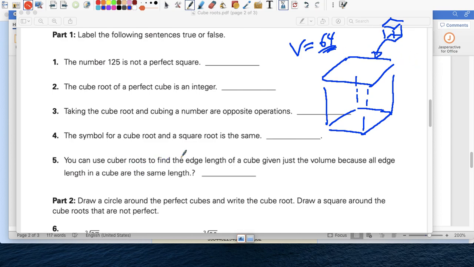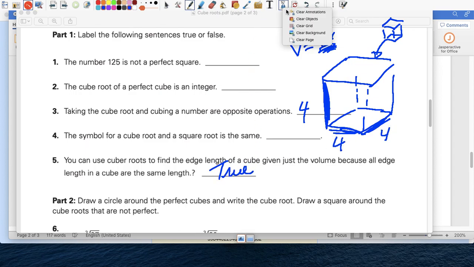If I know the volume, can you find out what the height, the length and the width are on the cube? Yes, you can, because they're all the same numbers. In this case, it would be 4, 4, 4. This one is true.